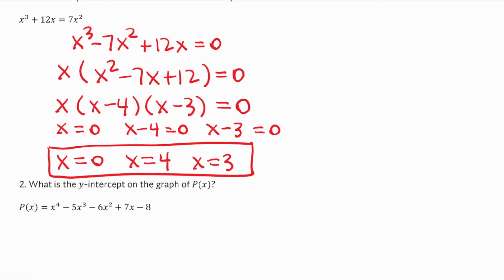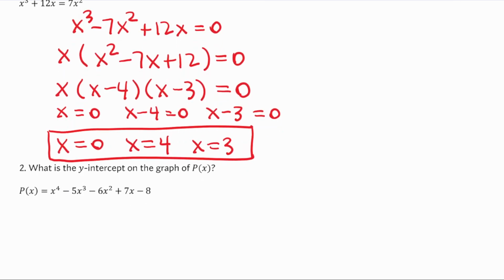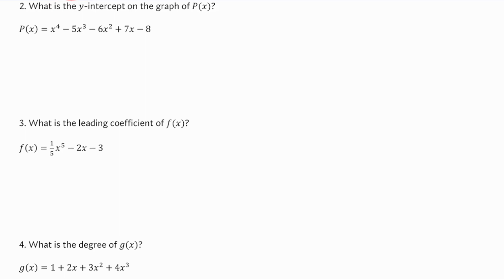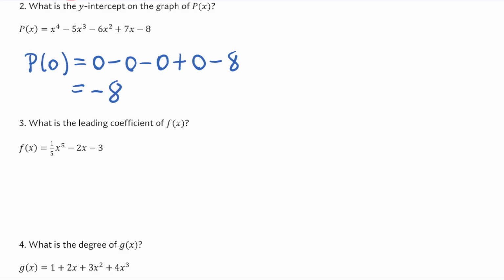Okay. What is the y-intercept on the graph of p? Well, the y-intercept of any function is just the value of that function when you plug in x equals 0. So I'm going to say p of 0 is equal to 0 to the 4, minus 5 times 0 to the 3, that'll just be 0, minus 6 times 0 to the 2, plus 7 times 0 minus 8, which is equal to negative 8, and that's why that constant term represents the y-intercept, right? At least on a polynomial.